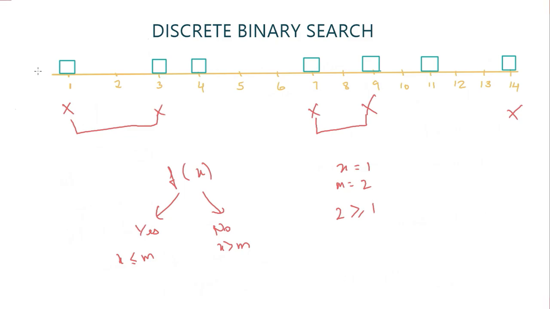So now we have defined f of x. Now we need to prove that f of x is monotonic. This function will be monotonic if there are a series of no's, after which there are a series of yes, or vice versa. First there is a series of yes and then there is a series of no.